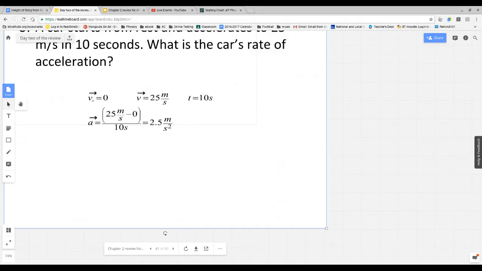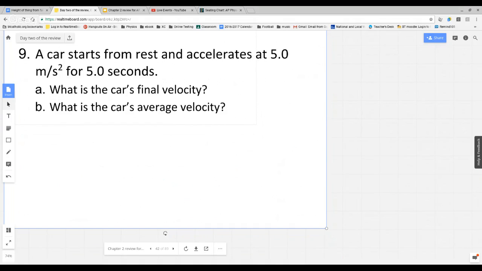Alrighty, next one. Number 9. Car starts from rest. Same step as the beginning one, or what we just did. Accelerates at 5. This time we don't have the final velocity. They want to know it. And then they want to find out what the average is. So, how fast are you going after 5 seconds? Which equation would we use?